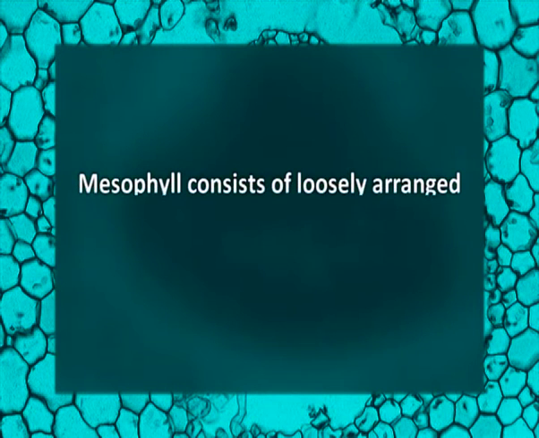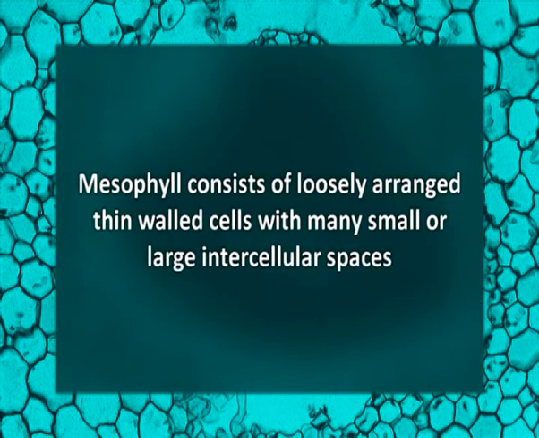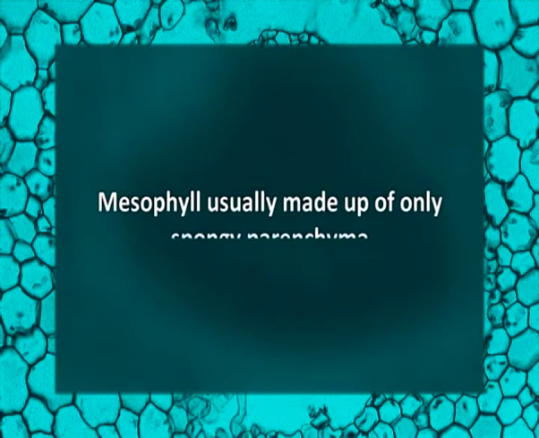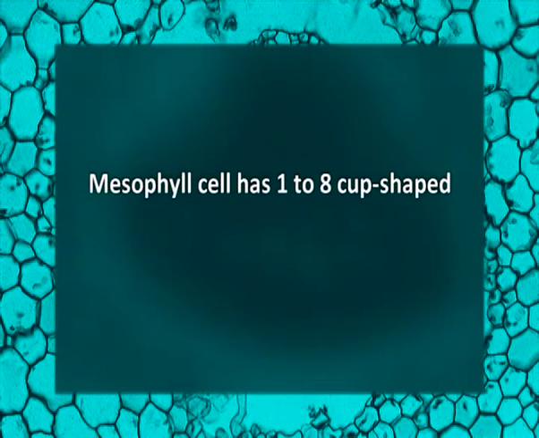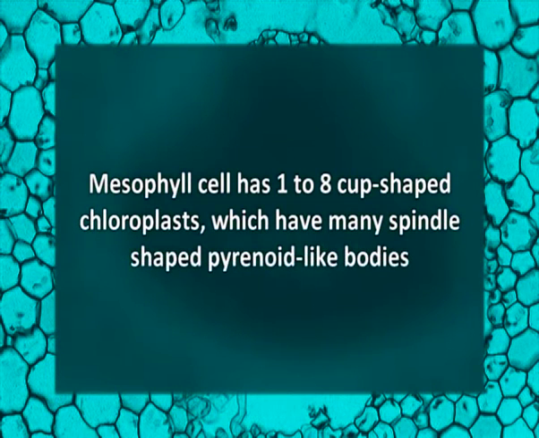The mesophyll consists of loosely arranged thin-walled cells with many small or large intercellular spaces. It is usually made up of only spongy parenchyma. A mesophyll cell has 1 to 8 cup-shaped chloroplasts, which have many spindle-shaped pyramid-like bodies.